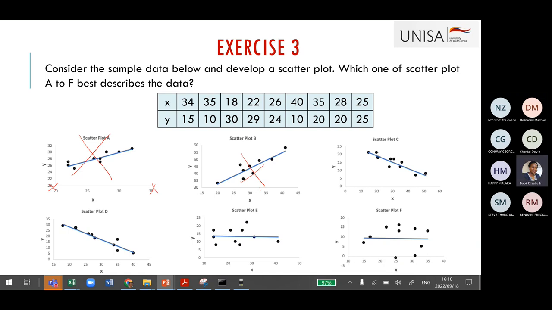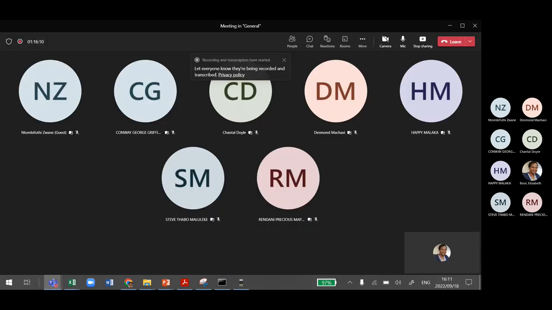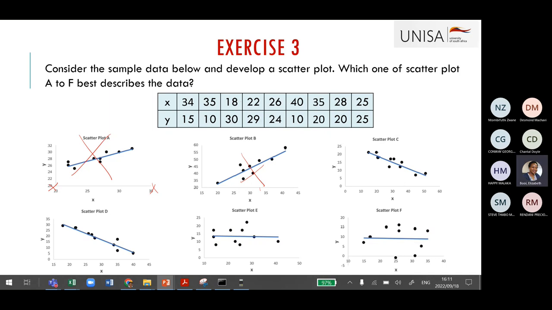Is it C, F, E, or D, or C, D, E, F? It's D. Others, do you also agree that it's D? Yes. Okay. We can look at the other ones.